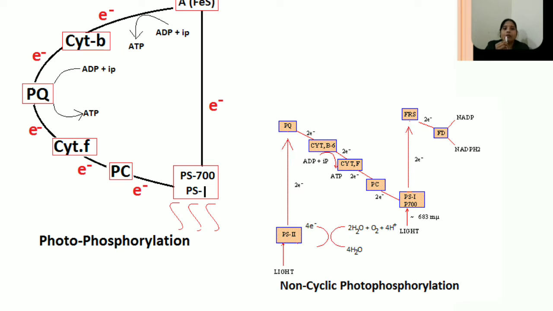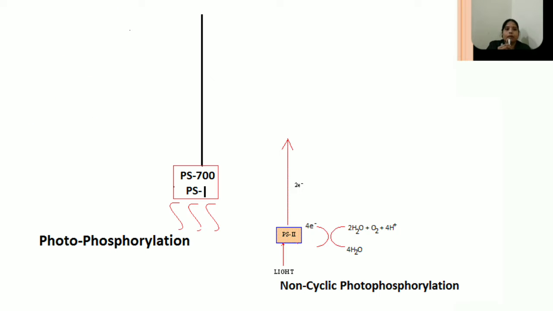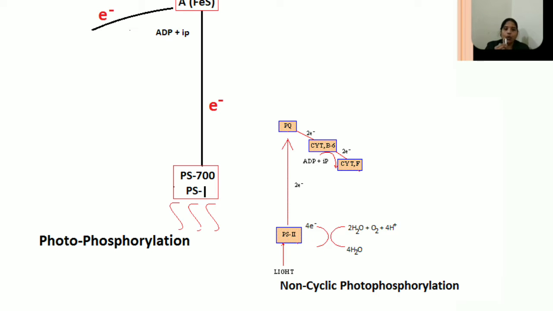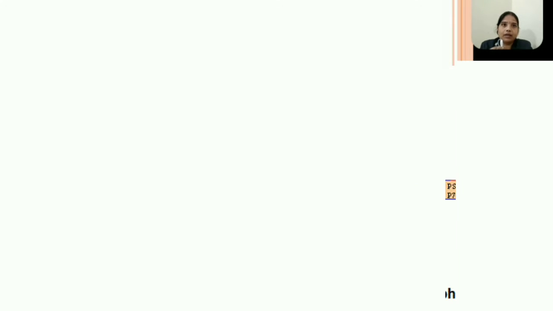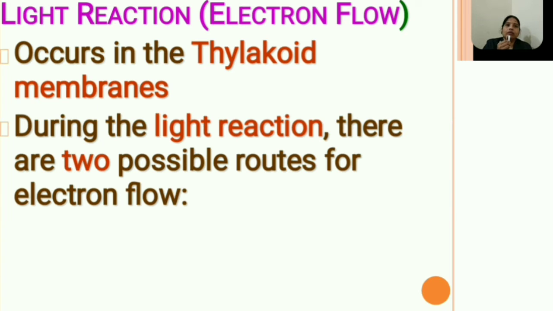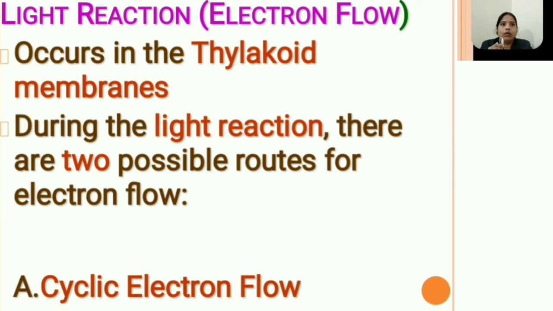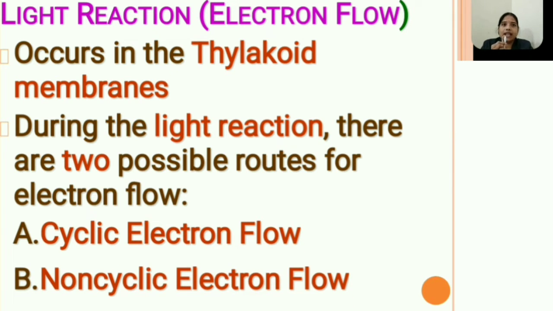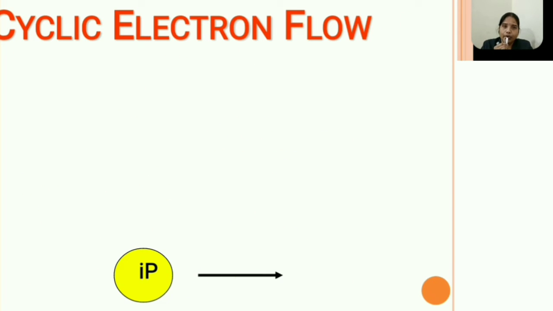So here the first point is that photophosphorylation takes place in two pathways, meaning the light reaction is divided into two pathways, cyclic and non-cyclic. This light reaction occurs in the thylakoid membrane. During the light reaction there are two possible routes for electron flow. The first route is cyclic electron flow and the other is non-cyclic electron flow.